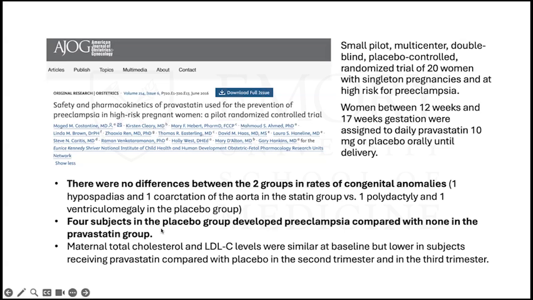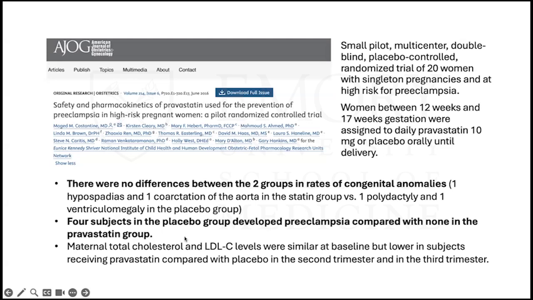And what they saw was that 4 subjects in the placebo group developed preeclampsia compared to none in the pravastatin group. So that gave a little bit, again, this is a pilot study, so we can't make a huge conclusion, but it was suggesting that maybe pravastatin can be helpful in preventing preeclampsia.